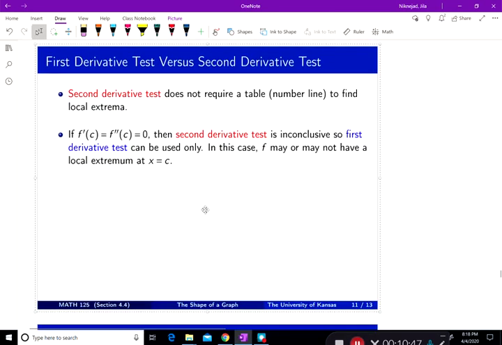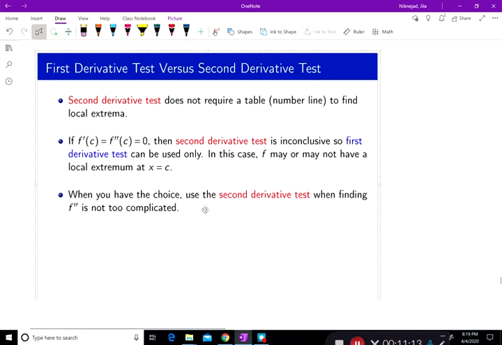So if f prime of c is equal to 0 and f double prime of c is equal to 0, then the second derivative test is inconclusive. So only the first derivative test can be used. In this case, f may or may not have a local extremum at c. So it may or may not. That's important to remember. Inconclusive means I don't know. It could have it, it could not have it.